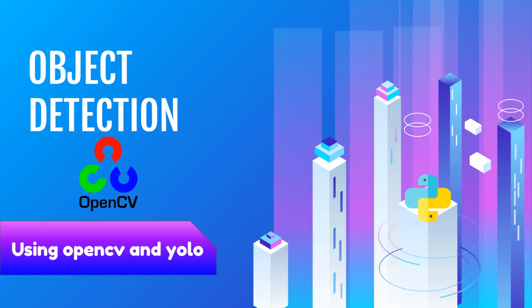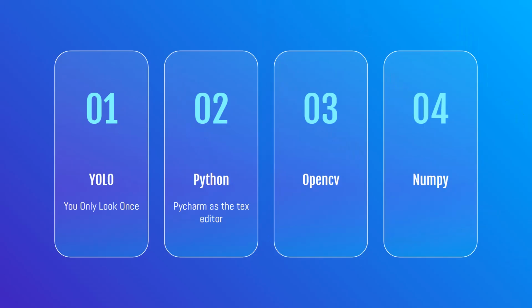So what are we going to use in this program? Well, we are going to use a combination of YOLO, you only look once, Python, PyCharm as the text editor we'll be using, OpenCV, and NumPy. Now, we'll talk about how to include OpenCV and NumPy in our program later. It's actually really easy. But let's download YOLO, because we need YOLO for the object detection, because that is where all the formulas and algorithms are in order to detect a certain object.